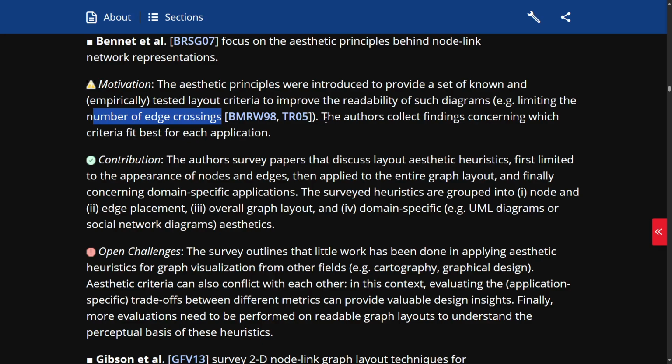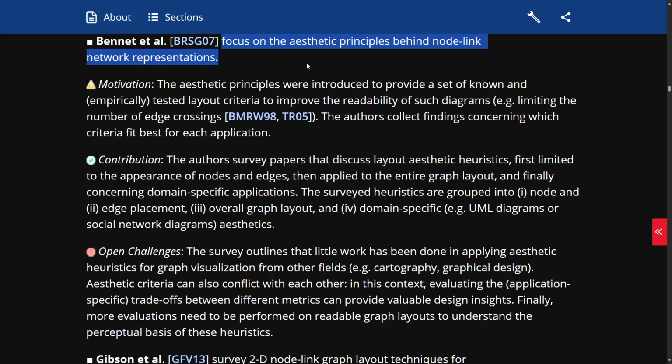The authors collect findings concerning which criteria fit best for each application. Contribution. The authors survey papers that discuss layout aesthetic heuristics, first limited to the appearance of nodes and edges, then applied to the entire graph layout, and finally concerning domain-specific applications. The surveyed heuristics are grouped into 1, node and 2, edge placement, 3, overall graph layout, and 4, domain-specific, for example UML diagrams or social network diagrams, aesthetics.